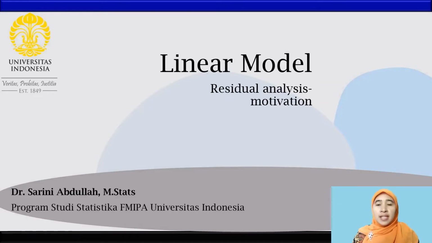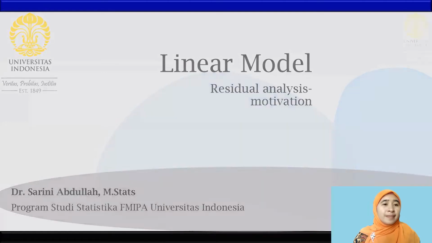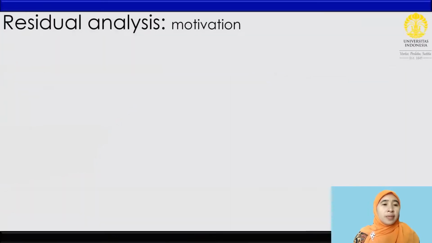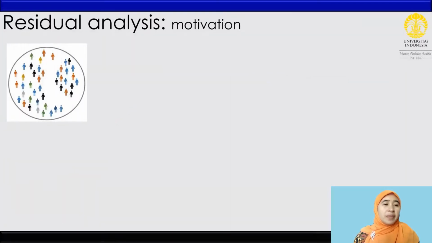For this session, we will learn about residual analysis, and for the residual analysis, we will start with the motivation, why we need to do residual analysis once we have a linear regression model. So, start with, okay, when we do data analysis, of course, we want to do it because we want to answer some kind of problems from a statistical point of view, right?